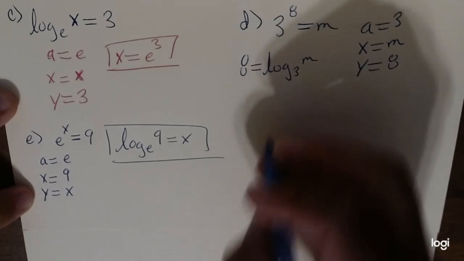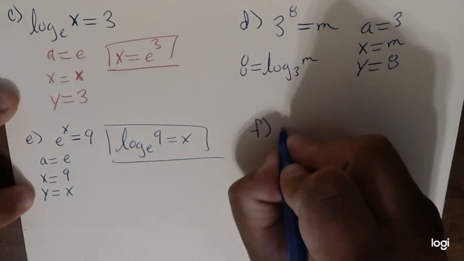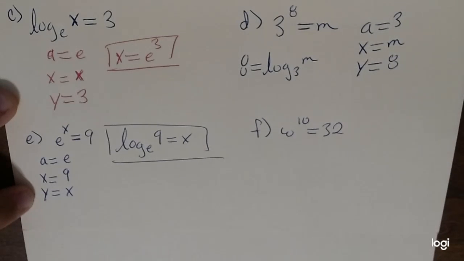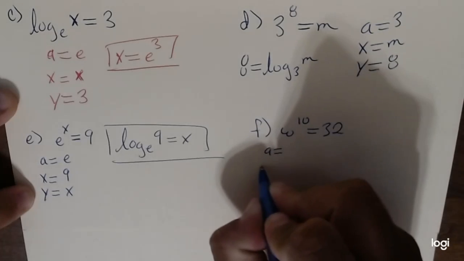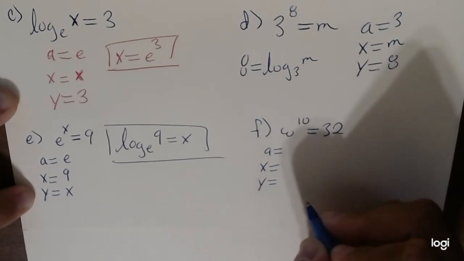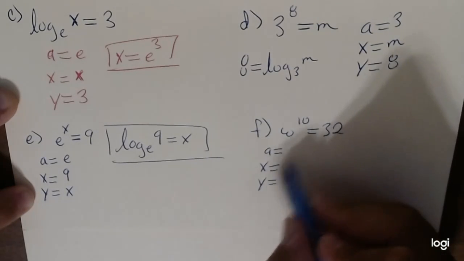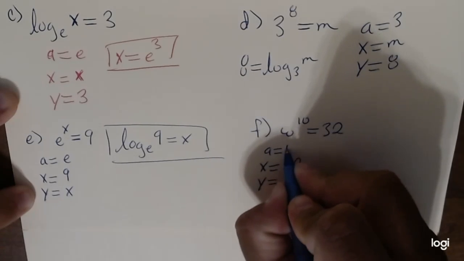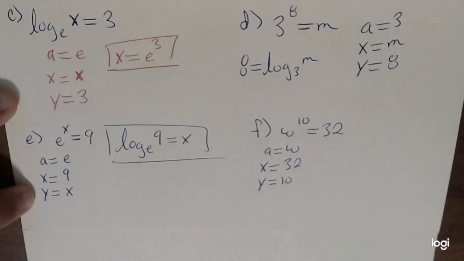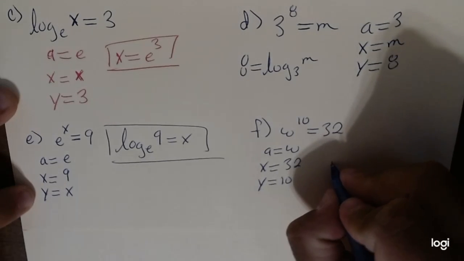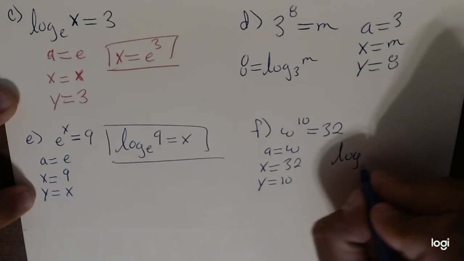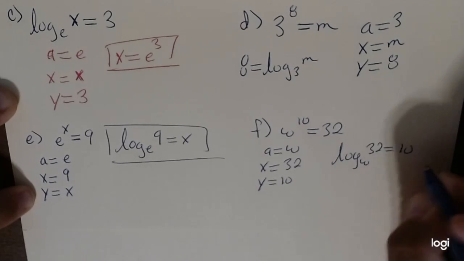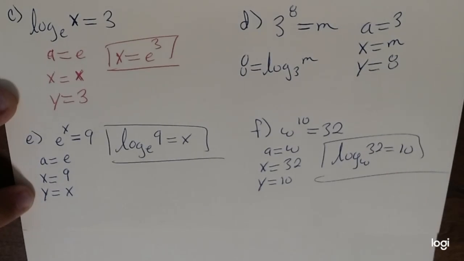Okay, let's do one more. All right, so a, x, and y. x is what's being equal to, so that's 32. w is the base, and then 10 is the power. So now if we rewrite this, this will be log base w of 32 equals 10. And there we go.